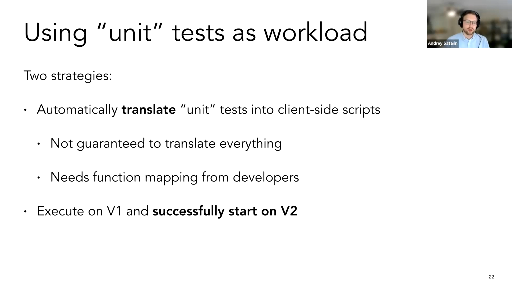Another strategy is to execute unit tests on version 1 of software, and then try to start it on version 2, which to me also implies they're not exactly unit tests, because first of all, they persist data. And also they expose, again, they work at some kind of API where that persistence actually makes sense, and not some internal things which are not translatable and not guaranteed between the versions.